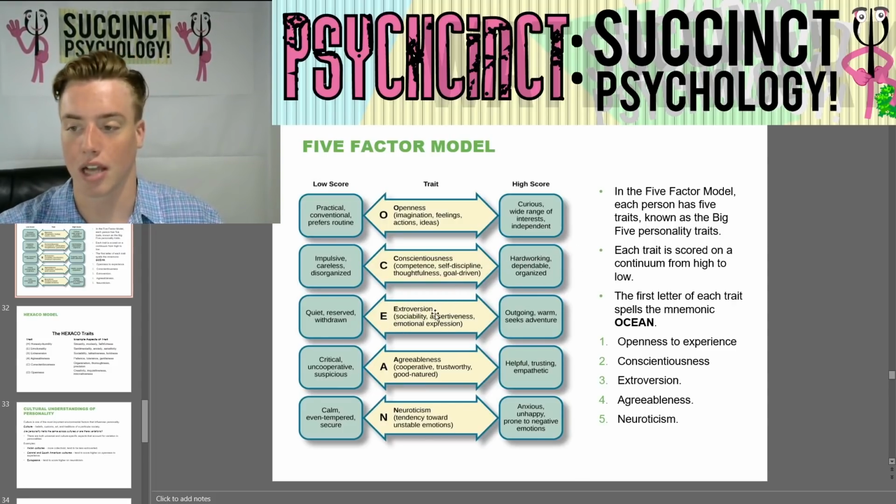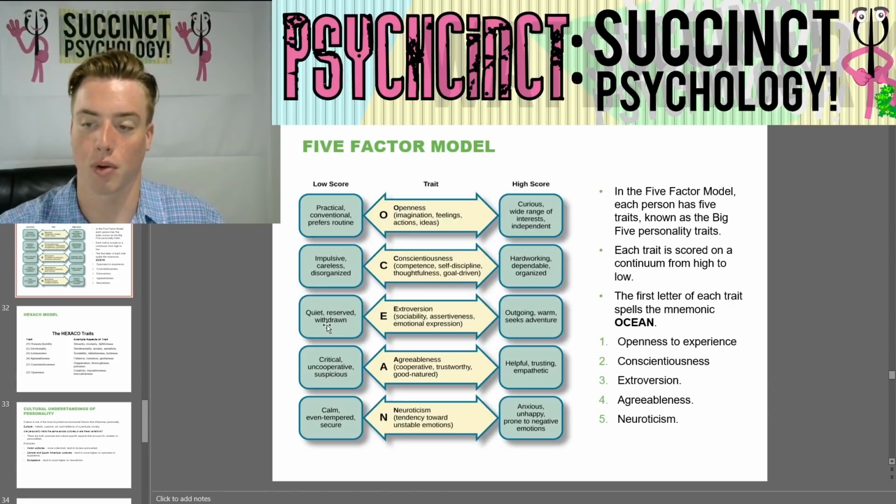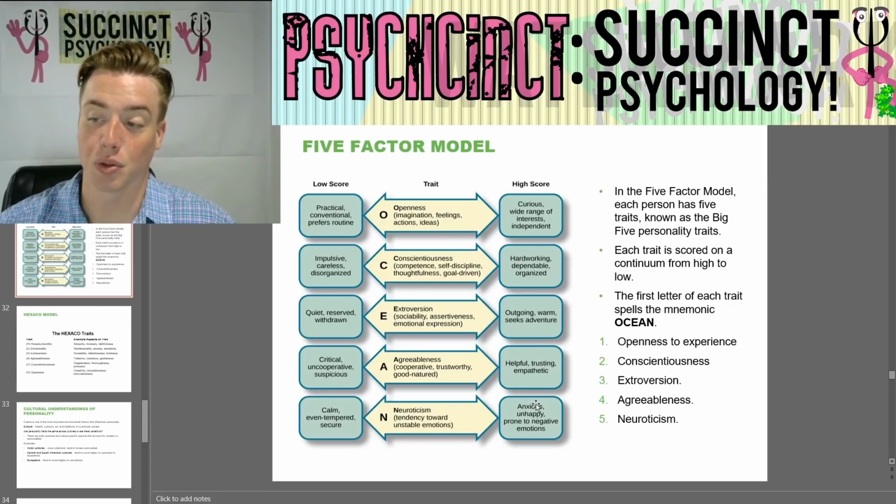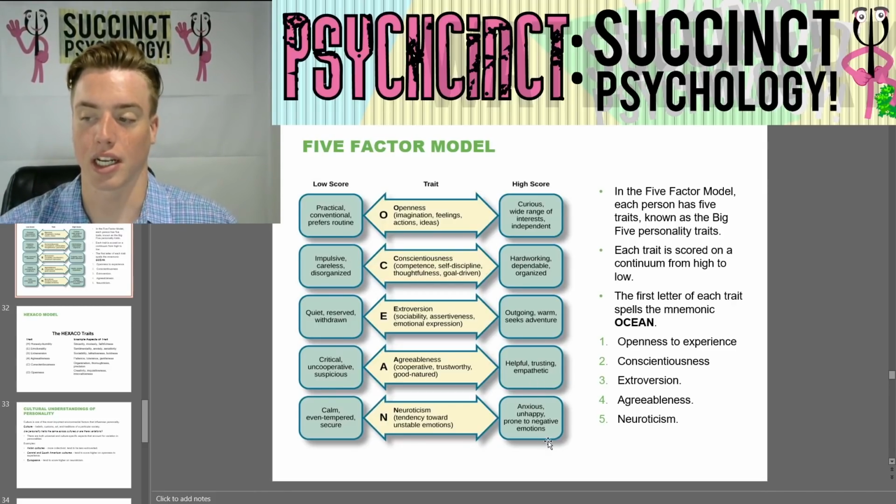Next, you have E, extroversion. You have sociability, assertiveness, and emotional expression. Low score, you're quiet, reserved, withdrawn. And high score, outgoing, warm, you seek adventure. Next, you have A, agreeableness, so you're cooperative, trustworthy, and good-natured. If you have a low score, you are critical, unsupportive, uncooperative, and suspicious. And then if you have a high score, you are helpful, trusting, and empathetic.